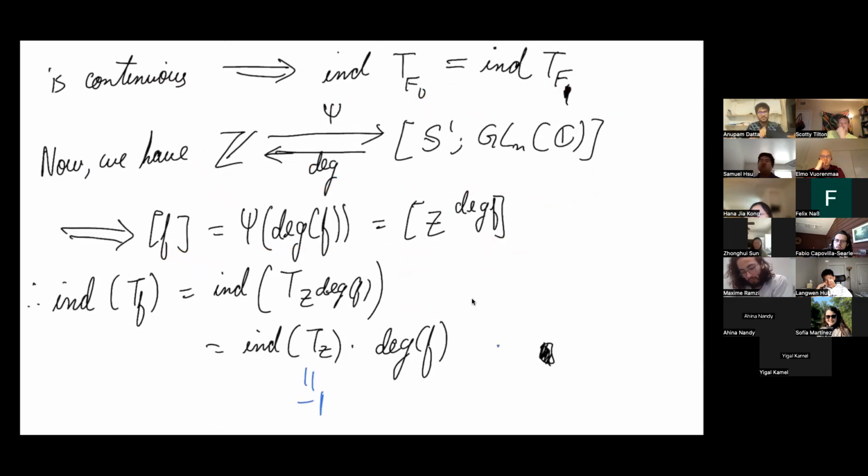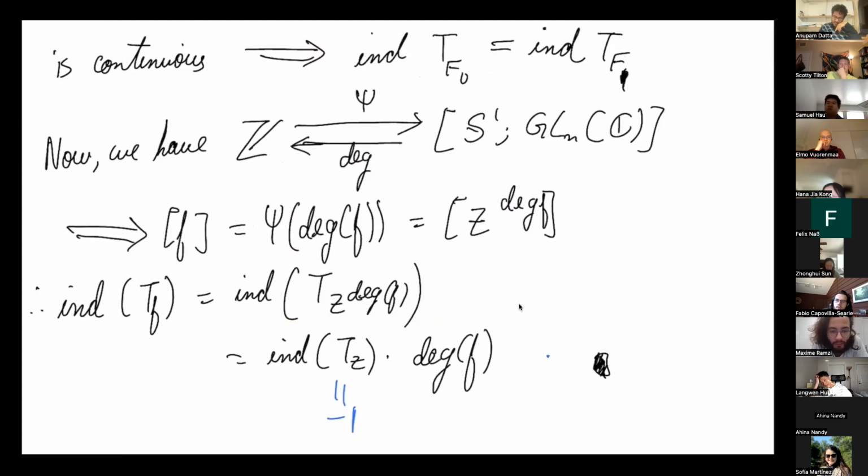And now if we use the result of the invariance of the indices of the Toeplitz operators when your maps are homotopic, you will get that the index of TF is going to be the index of TZ times the degree of F, because the degree of F will come out as a multiplication. And recall that we had the index of T_FG is index of TF plus the index of TG. And finally, one little check is that the index of TZ is -1. That I leave to you.